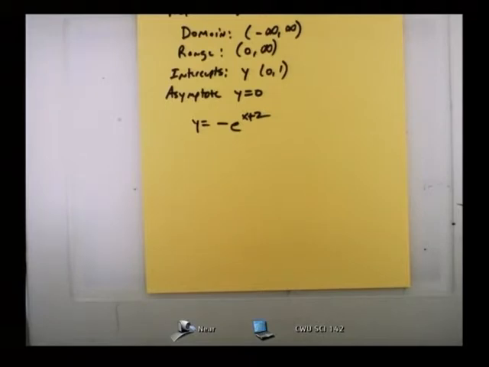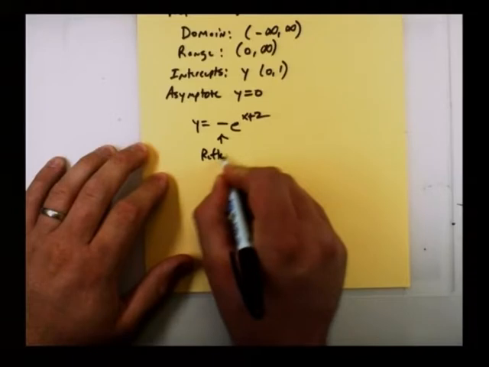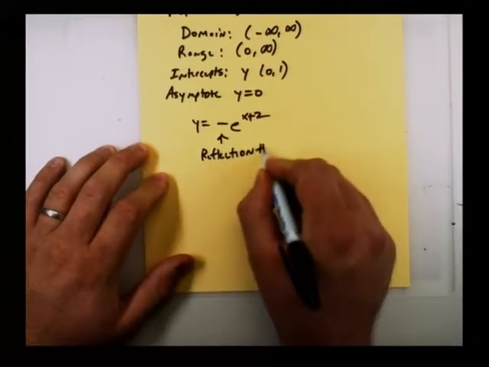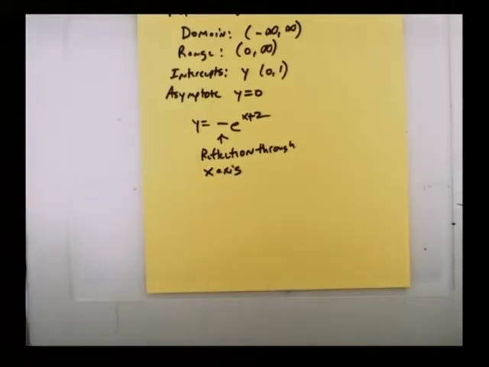If it's a reflection through the y-axis, is the negative before the function or after the function? Is the negative here before the function or after the function? Okay, it's after. So this is a reflection through the x-axis. When we look at the graph, are all the values going to be positive or all negative? Negative, yes. Before our reflection, all our values were positive. Once we reflected, all the values end up being negative.